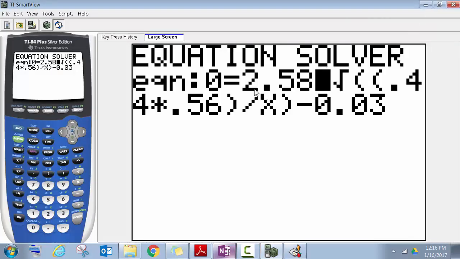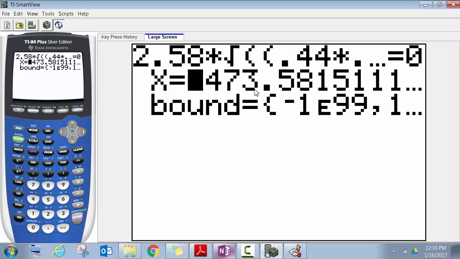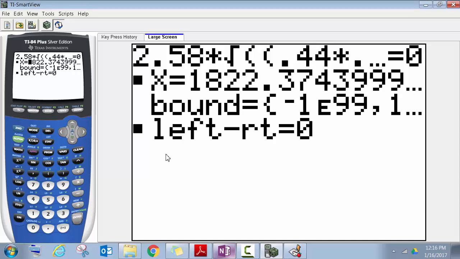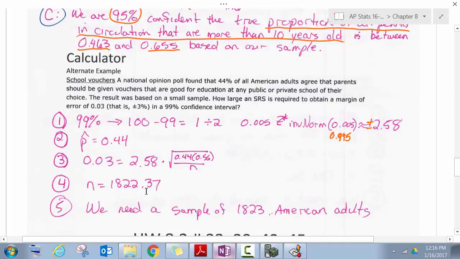And so when you hit enter, it brings you something here. Now you need to put in a value here. I don't know why. Put in 2, put in anything, and then hit alpha and enter, and you can see that it actually does the solve part. And it gets us 1822.37. So that's the sample size that we need. So 1822.37, so we need a sample of 1823 because we have to round up. Again, using the calculator to solve for us.